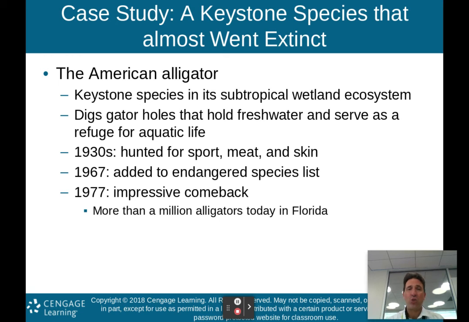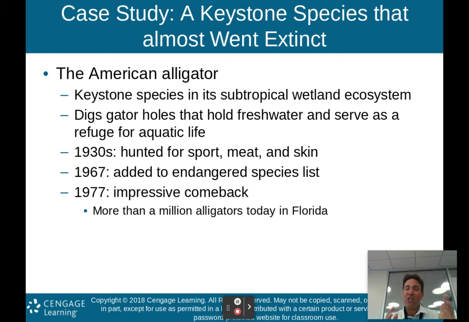But this is a positive story, and I try to highlight those, because we talk about negative stories in this class, but there are a lot of positive stories in environmental science as well. We knew what was going on in the late 60s, early 70s with the American alligator, and so what did we do? We basically protected them. We put them on an endangered species list, and we'll talk about that more in subsequent chapters. As a result, by 1977, it only took 10 years, and they made an impressive comeback, and now we have more than 1 million alligators in Florida today.